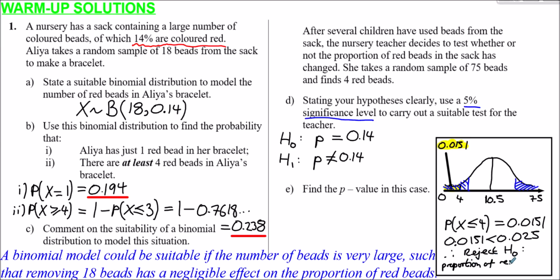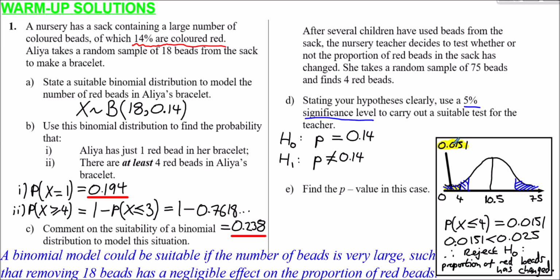We can now start to consider part E. So part E, we need to find the p-value in this case. The p-value, in plain English, just means the probability of an observed value taking that actual value. So what was the chance of getting 4 or less?